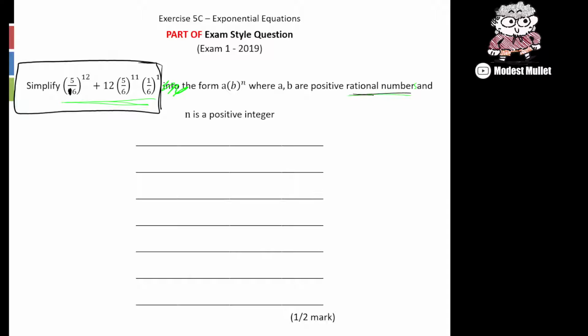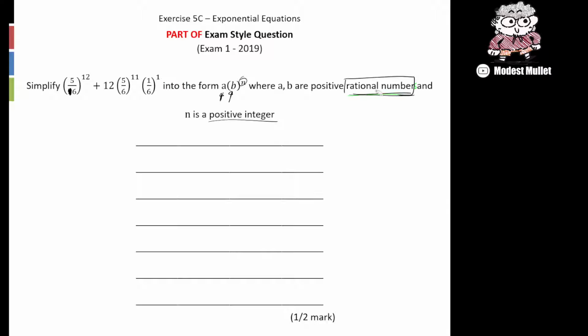So what is a rational number? A rational number can be a whole number, an integer, or a fraction, and the fact it says rational implies that a and b are going to be a fraction, and then n is a positive integer, so to the power of a positive integer. So we have to use exponential or index laws to be able to simplify this problem. This was in the Tech Free one in 2019.